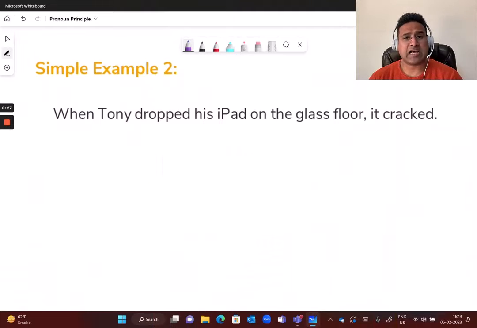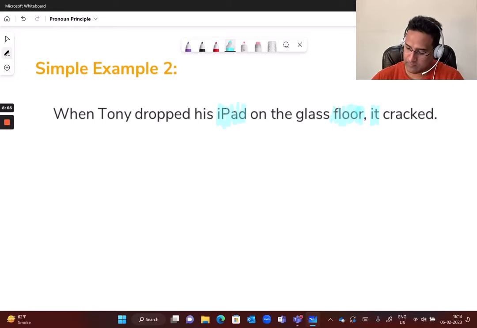When Tony dropped his iPad on the glass floor, it cracked. Interesting. So we have the pronoun it here, and let's see how many potential antecedents there are. Definitely the iPad, and definitely the glass floor. So what do you think? Is this ambiguous? In other words, which of these 2 things cracked?